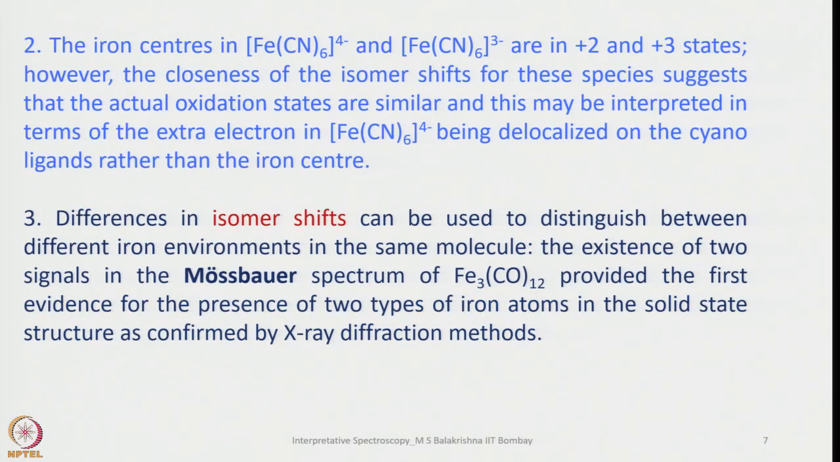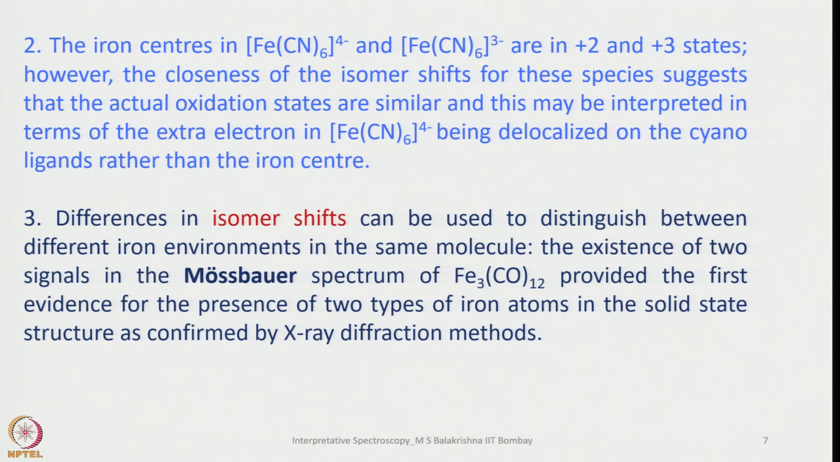If you look into another example, hexacyanoferrate 4 minus and hexacyanoferrate 3 minus, iron is in plus 2 and plus 3 states. However, the closeness of isomer shifts for these species suggests that the actual oxidation states are similar. It looks very puzzling. The moment you look into it, we think the first one is in plus 2 state and the second one is in plus 3 state. But the isomer shifts observed in 57Fe Mössbauer spectroscopy suggest that the actual oxidation states are similar in both complexes.